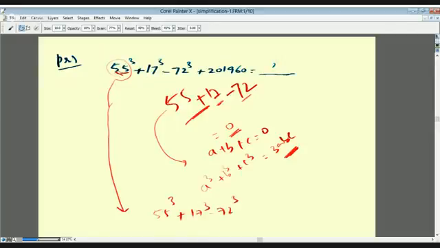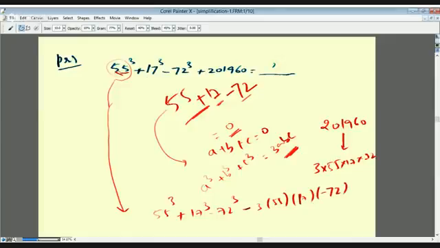And what I try to write is, we know that 201960. Friends, for this kind of problem there will not be any great logic. Blindly it will be 3 into 55 into 17 into 72. I can write it as minus 3 into 55 into 17 into minus 72, because this minus and minus will become plus. That is the reason it is given as plus.